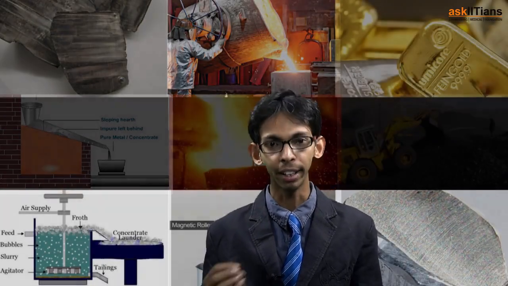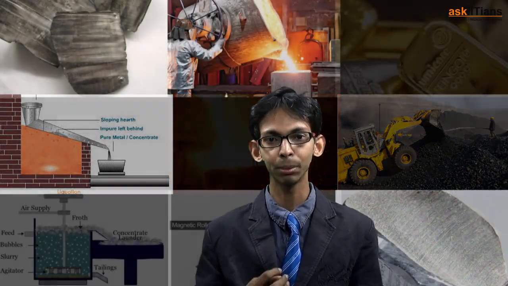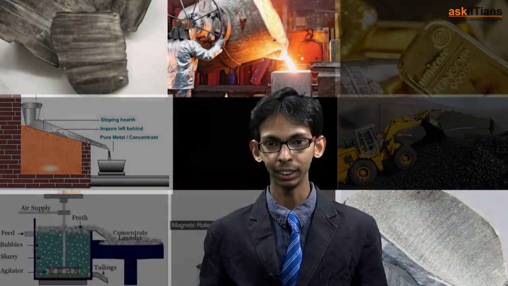And then once we have extracted the metal, we need to refine it. So in the next part we moved to the methods which are used for refining the metals obtained from the ore. And in the final part we discussed the metallurgy of aluminium and iron. With this the chapter finishes. I hope things were clear to you.